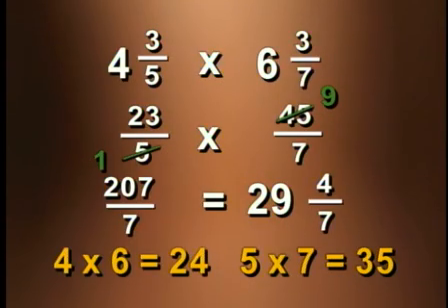If my answer was less than 24, I'd know it was wrong. If my answer was more than 35, I know it was wrong. My answer was 29 and 4/7, which is in between. That doesn't guarantee that my answer is correct. What it means is that I'm in the ballpark. And since everything I did I believe was correct, this should be the right answer.